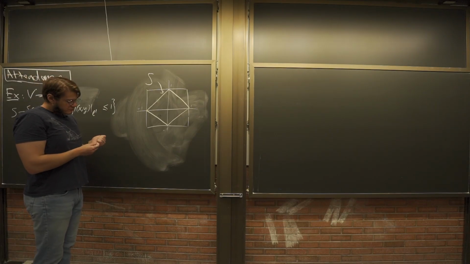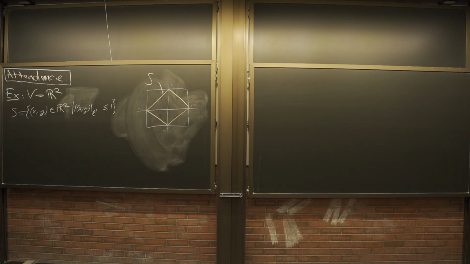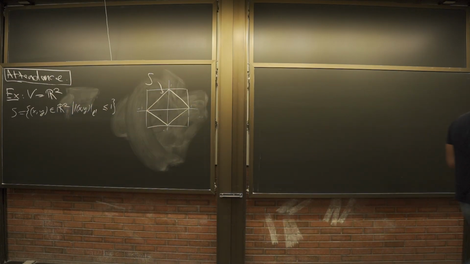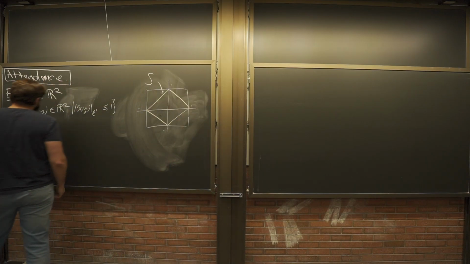OK. Method 1, I'm going to give you 3 methods. The third method is going to be this Jordan content business, and maybe we're not going to be able to compute it explicitly all the way, but I hope to give you some sense.